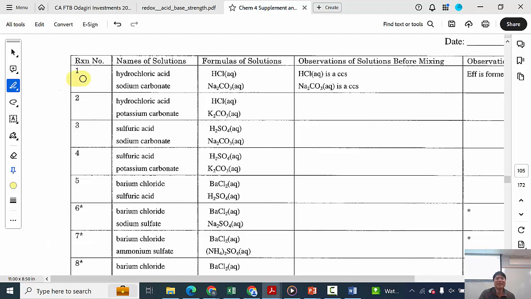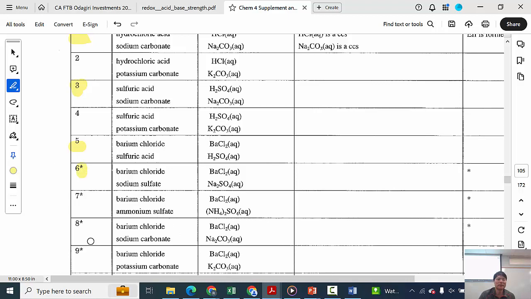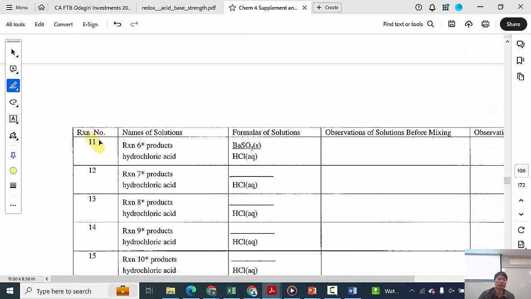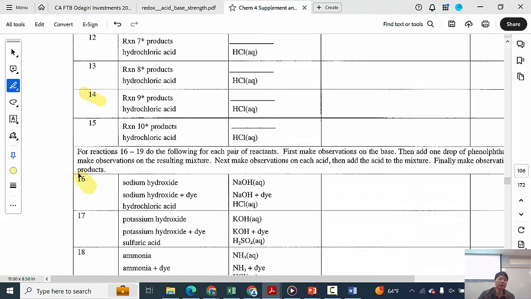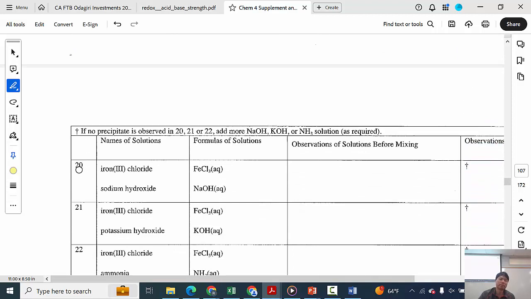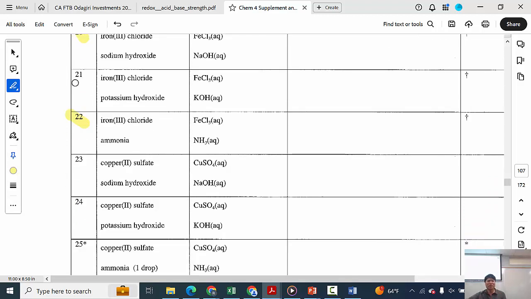We did reaction 1, and then what else? 3, 5, 6, 9, 7, 9, 11, 14, 16, 20, and 22. Those are the ones we did?